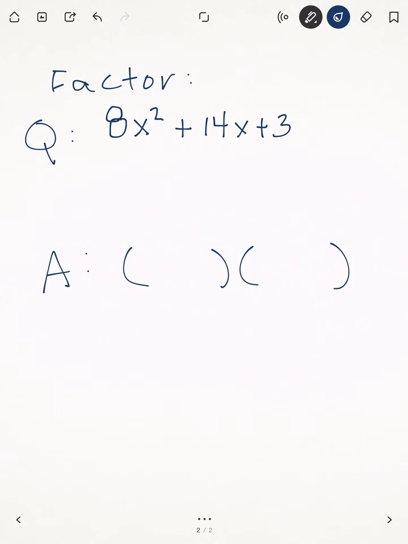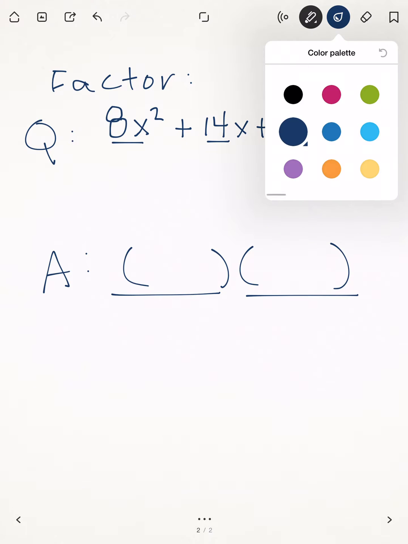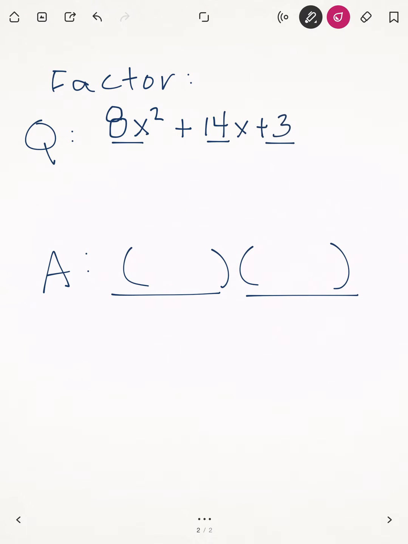The directions say factor. Your goal is to change a sum from 3 things added together into a product of 2 things multiplied together. They'll be binomials. So as we use the guess and check method, here's the first thing we do. We remember all of our multiplication facts. 1 times 3 is the only way to make 3. But for 8, we have 2 choices, 1 times 8 and 2 times 4.